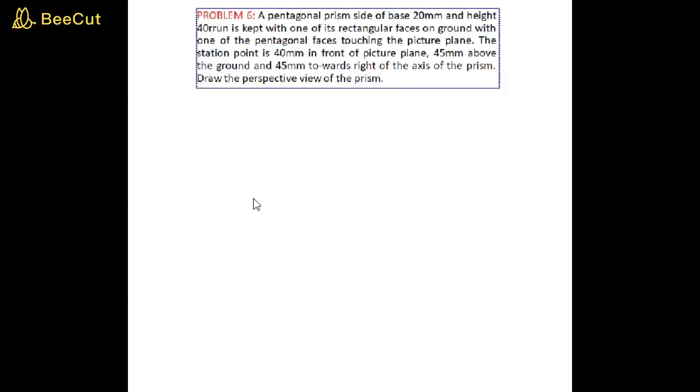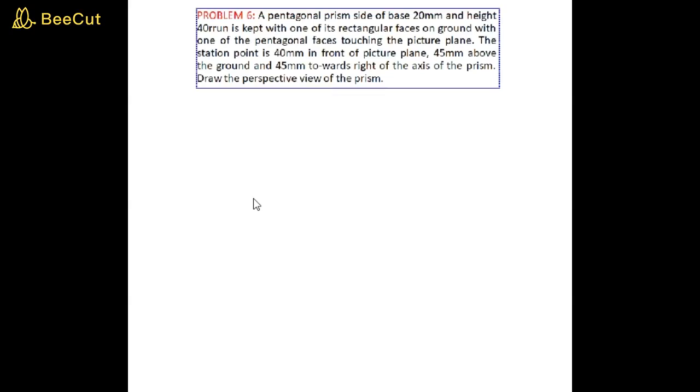A pentagonal prism of side of base 20 mm and height 40 mm is kept with one of its rectangular faces on the ground, with one of the pentagonal faces touching the picture plane. The station point is 40 mm in front of the picture plane, 45 mm above the ground plane, and 45 mm towards right of the axis of the prism. Draw the perspective view of the prism.